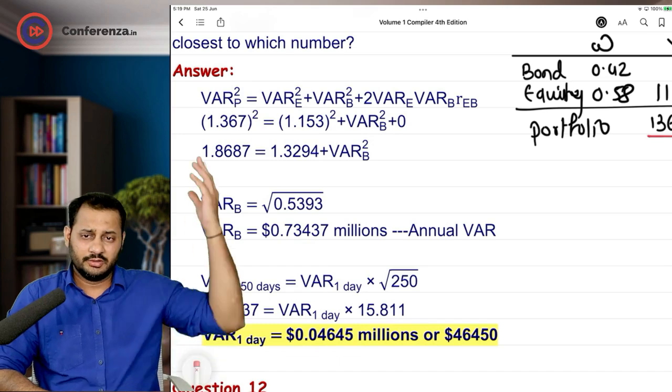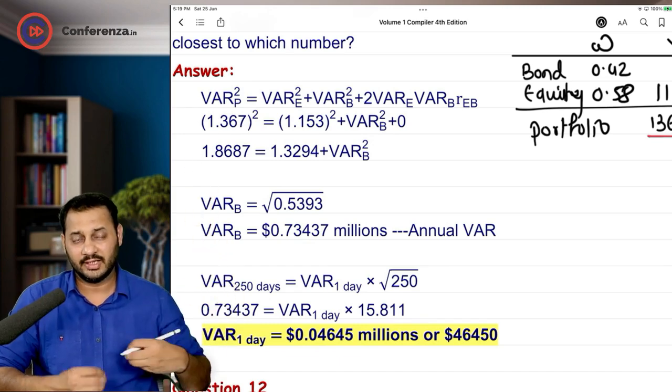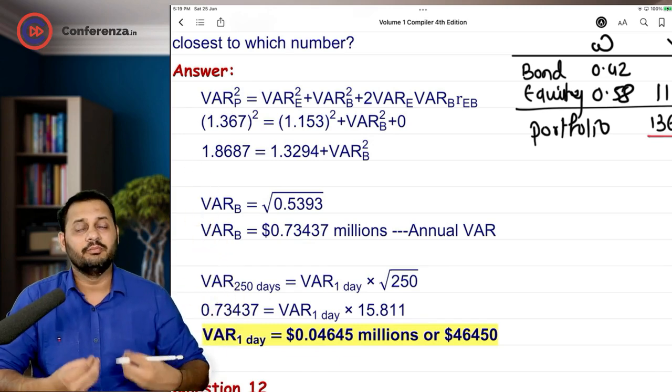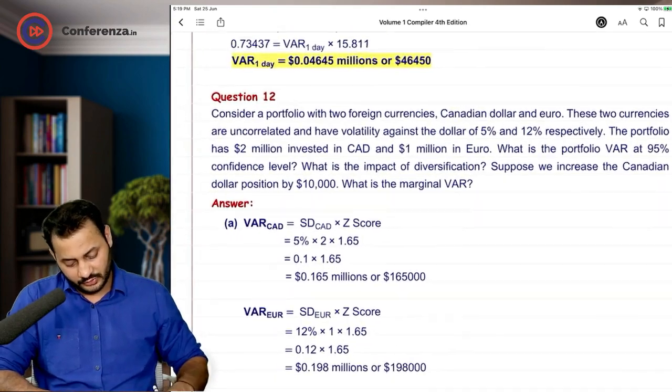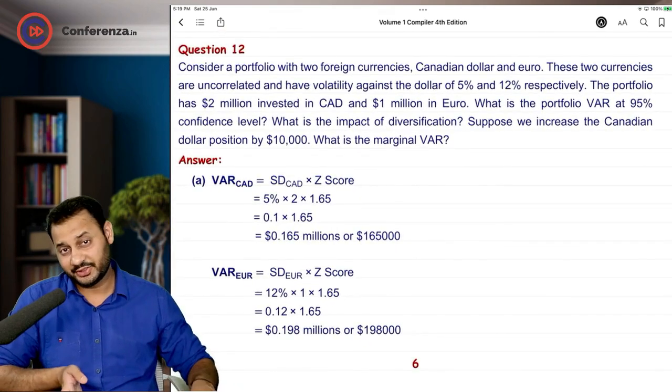Although it was looking like a small answer, it has deep meaning. Now let's go on to question number 12. This is also an interesting question.